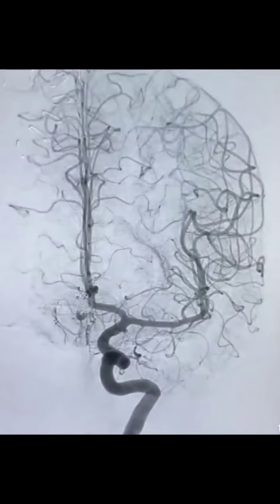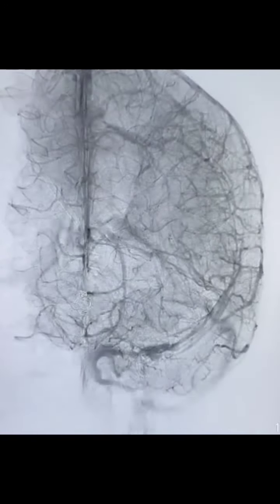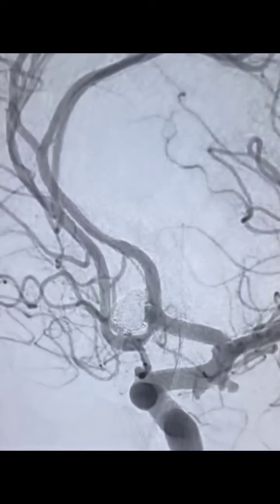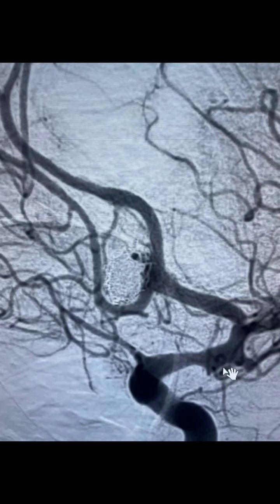She had an Ommaya inserted in view of a borderline dilated ventricle. In order to improve the cerebral perfusion pressure, a continuous drainage was performed. The final angiogram showed significant resolution of the clot.